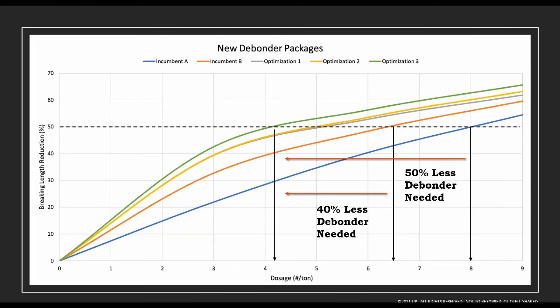And Debonders, kind of in general, don't always play well with other chemistries in your process. So sometimes they can cause machine runnability issues. So the more Debonder we can pull out, the better. So a really significant opportunity for cost savings and just pulling chemistry out of our system.